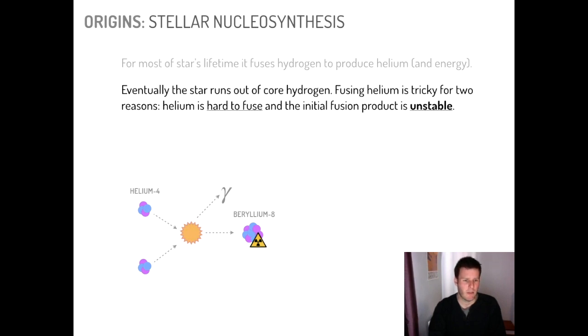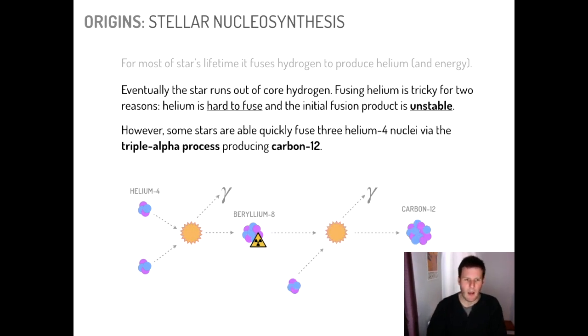Fusing helium is tricky for two reasons. First of all, helium nuclei really don't like being very close together. That means you need to get your star very, very hot before helium will fuse with itself. But the main problem is that the fusion product is unstable. This is what I mentioned before. So we could fuse two helium-4 nuclei, but the result is beryllium-8, which is unstable. However, we can get around this if we're able to very quickly fuse the beryllium-8 with another alpha particle or another helium nucleus. So this is what's called the triple alpha process, and by doing this we're able to convert 3 helium nuclei into carbon-12, which is stable.